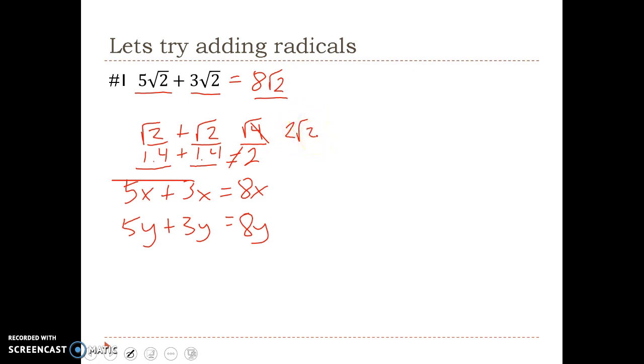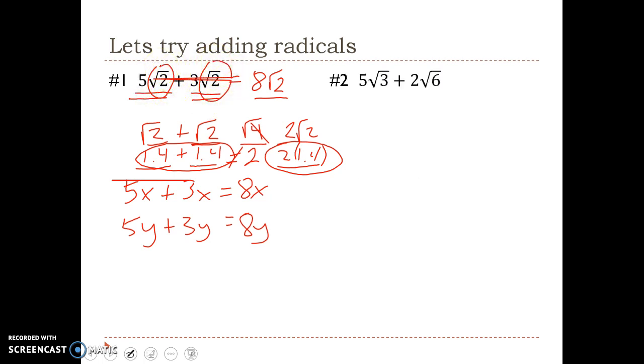So radical 2 is 1.4, and if I multiply that times 2, I'm going to get the same thing as I would get if I added the 1.4s together. So the bottom line here is this. We can add radicals if the radicals are alike. The thing underneath the radical sign must be the same.